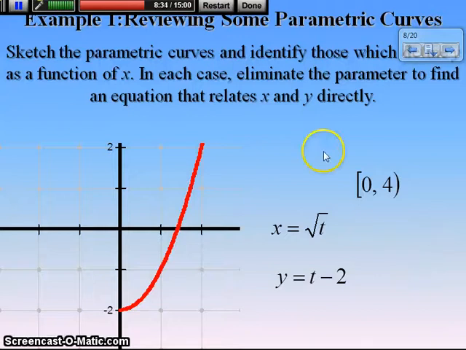Now, what about eliminating the parameter? Well, I'm going to start out by solving this one for t. Now, no trig identities on this one because there's no trig. So I square both sides. t equals x squared. I will then take that x squared and plug it in down here for t, and you see that's our equation, which makes perfect sense. I mean, look at this. It is a parabola. So you see this part of the parabola right here, and it has been shifted down 2, so -2. Now, it's only part of a parabola, but it is still a parabola.